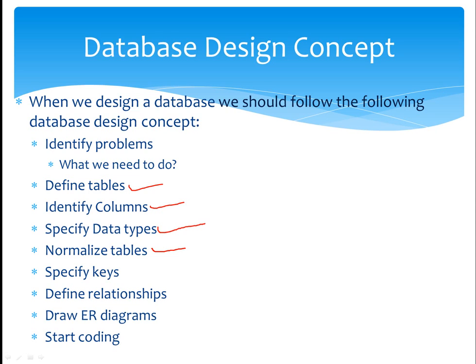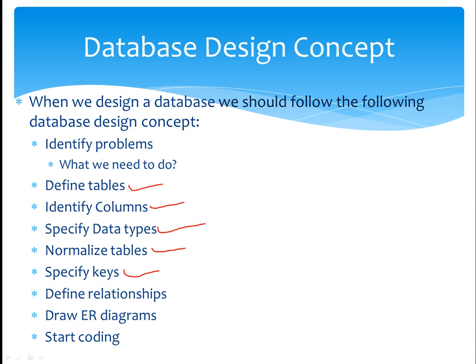The next one is, after you specify the data type and define a column, you have to normalize your table. Normalization is nothing but avoiding redundancy within the table. So to avoid redundancy, you have to normalize your table. You have to break your bigger table into smaller pieces. When you do that, the redundancy or repetition within a table will not appear.